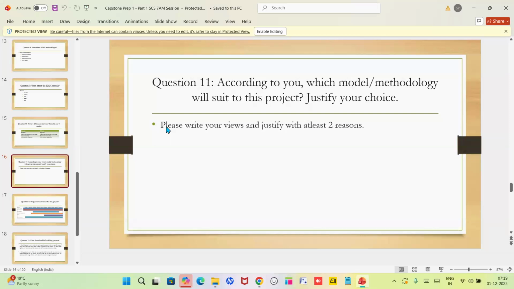And coming to the 11th question, as a business analyst, you need to justify your answers. You need to select a model, like which model you will suggest for the application in your case study. Based on your case study, which one will you go with: the waterfall model, V model, agile methodology, or Scrum model? You can suggest it there.